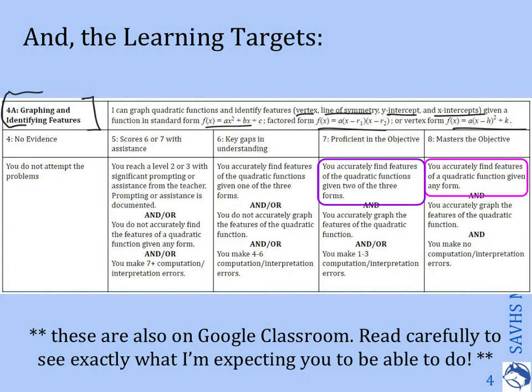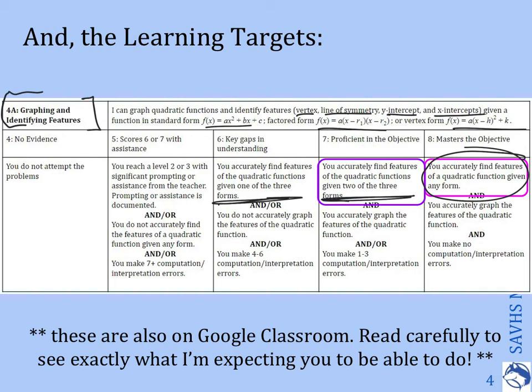When I'm talking about mastery of the objective, I'm talking about you can do this given any of these forms, and you're flexible and you can make this work for everything. If you're working in the 7 range, then maybe you're only comfortable with two of the forms, and if you're in that key gaps area, then you're really only comfortable with one of the forms.